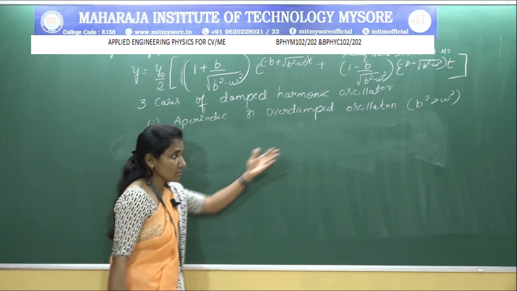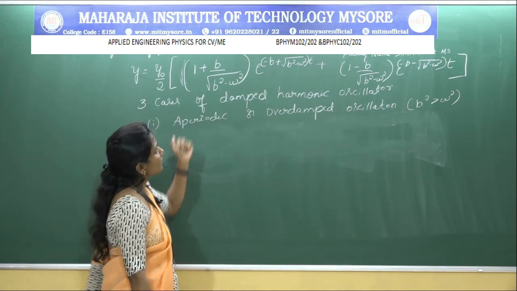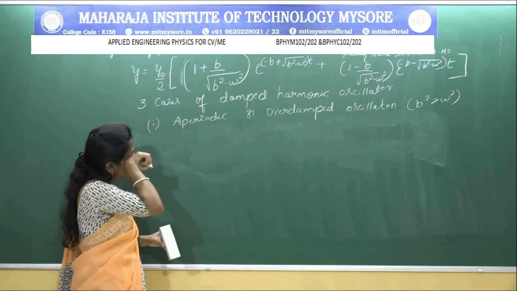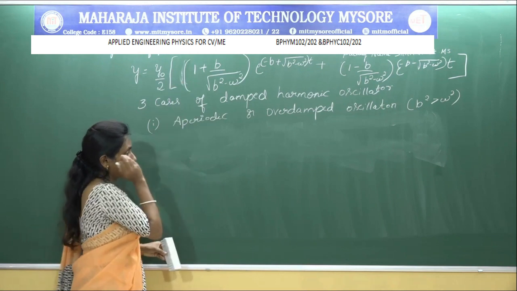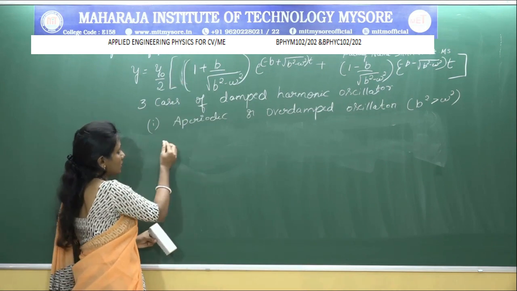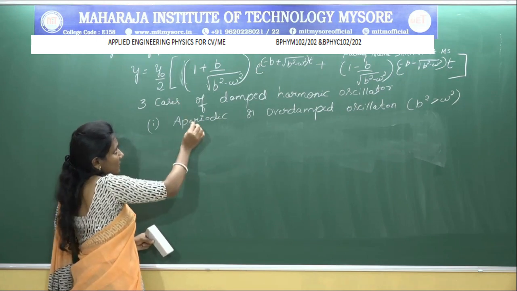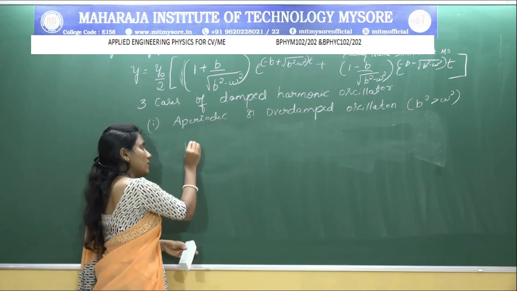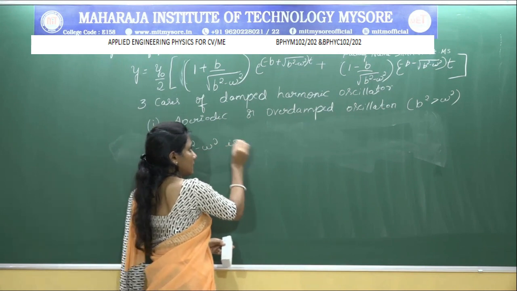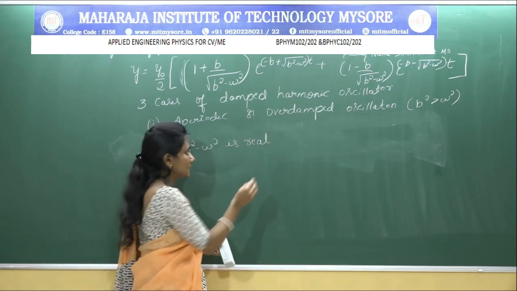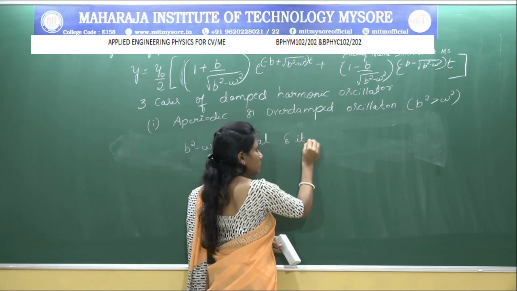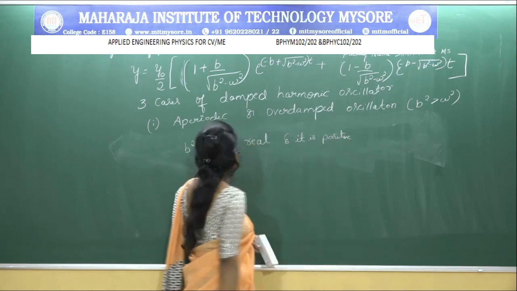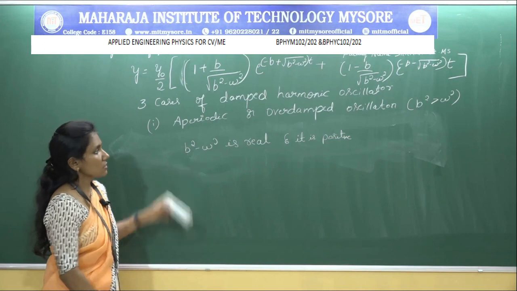So when b square is greater than omega square, the above equation, the damped harmonic oscillation displacement equation, will become as follows. If b square is greater than omega square, if we give any values that are greater than omega square, then here b square minus omega square is real and it is positive.